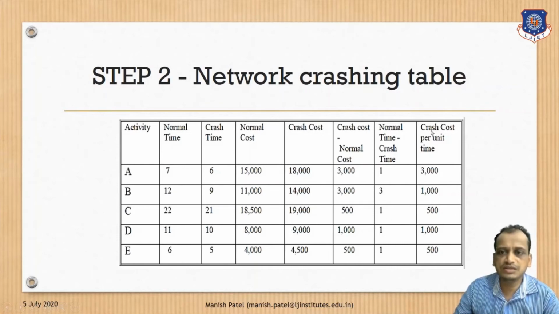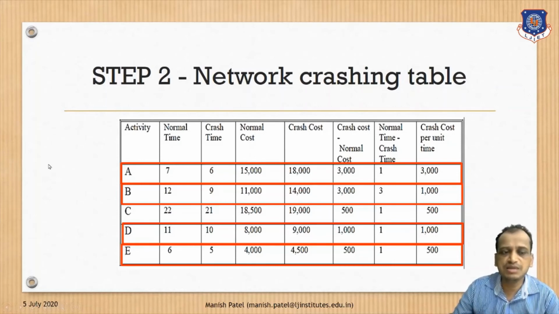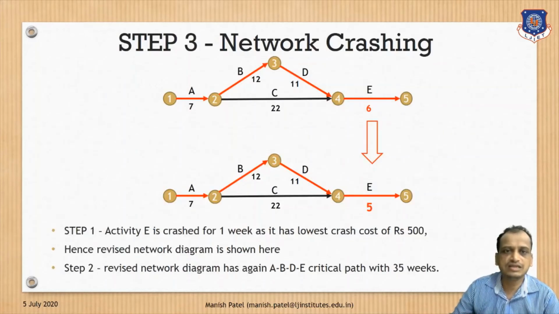Now how do you find the slope? The slope is nothing but crash cost per unit time. Divide it. 3,000 divided by 1, 3,000. 3,000 divided by 3, 1,000. 500 divided by 1, 500, and accordingly. Clear? Now what are the critical activities? Let's see. A, B, D, and E. Those are critical activities. Out of those critical activities, we will find the one which has the minimum cost slope. Which has the minimum cost slope? E. So let's start with E only.